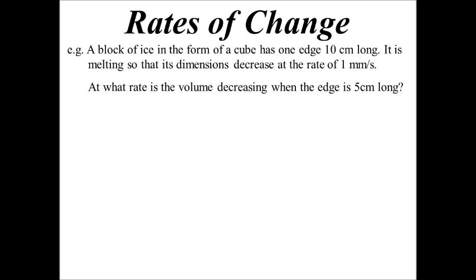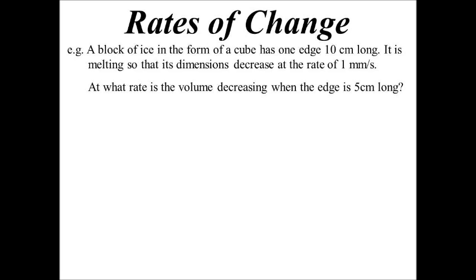A block of ice in the form of a cube, I guess it's an ice cube, one edge 10 centimetres long. It's melting, and its dimensions we know are decreasing at a rate of 1 millimetre per second. So that is a rate of change. But we're interested in how much volume we're losing at a particular time. So we want to know what rate that volume is going down when the edge is 5 centimetres long.